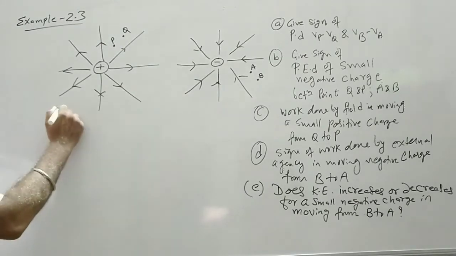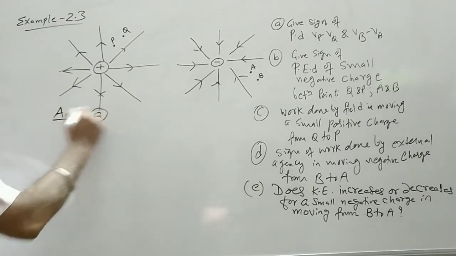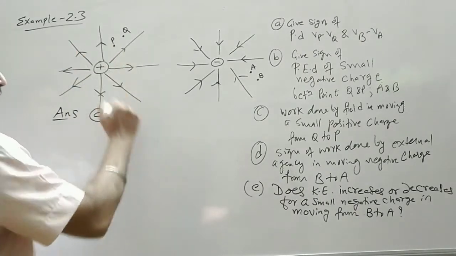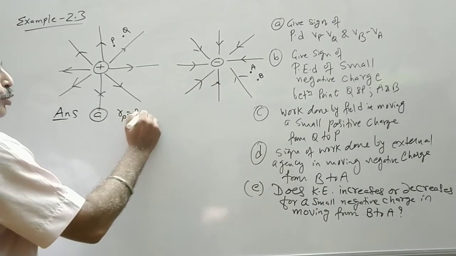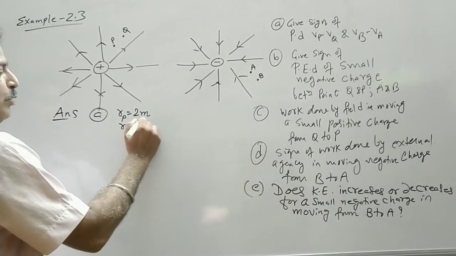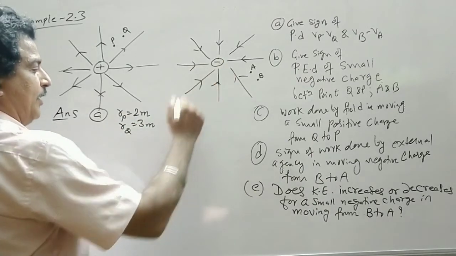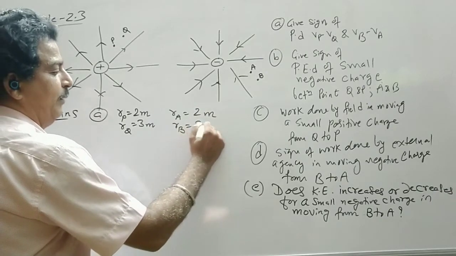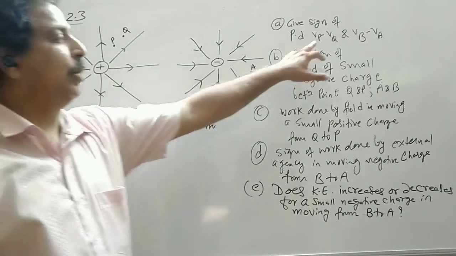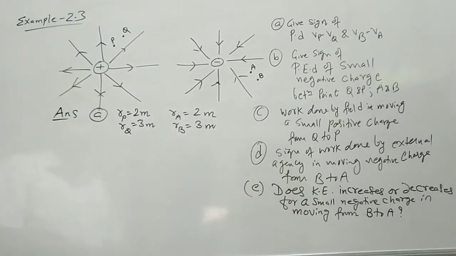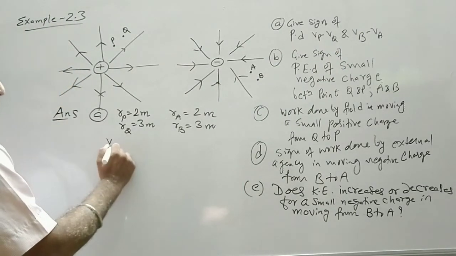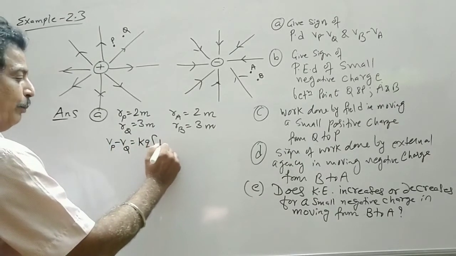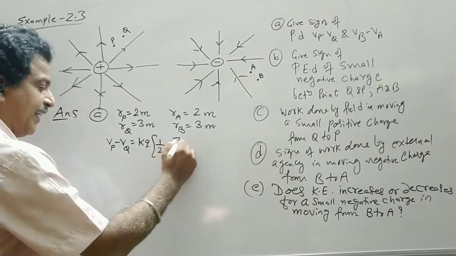And if all these things confuse you, simply take the distance. Let RP is equal to 2 meter, RQ is equal to 3 meter. For this, you take RA is equal to 2 meter and RB is equal to 3 meter. And because we find out the potential difference between P and Q, we can find VP minus VQ is equal to K times 1 upon 2 minus 1 upon 3.